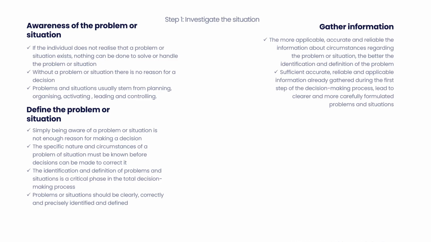Information is very important. Accuracy is very important. Reliability of your information is very important. Not everything that comes through your investigation, you find it reliable. Sufficient, accurate, reliable, and applicable information gathered during the first step of the decision-making process leads to clearer and more carefully formulated problems and situations. So information is very important.